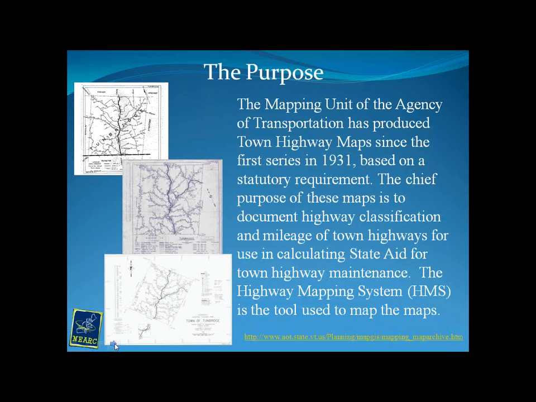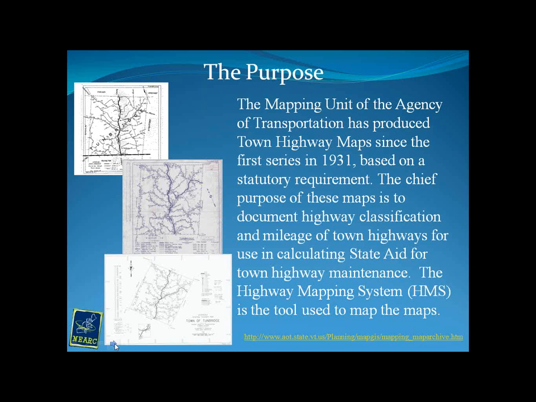Okay, so the mapping unit of VTrans has been producing the town highway maps since 1931, and we have 3 copies up here on the screen, some of the older ones up to one of the newer ones for the town of Tunbridge, and it has been an evolving process.